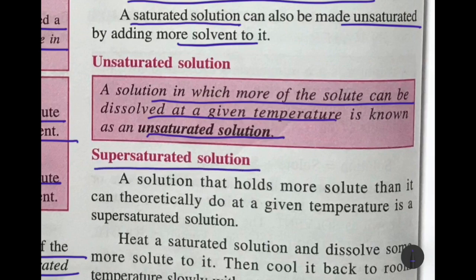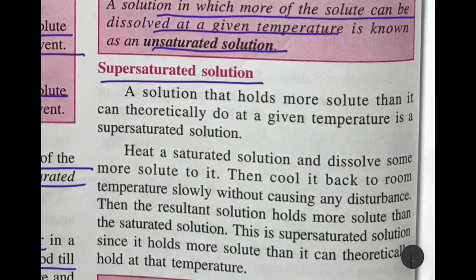Okay. Now supersaturated solution. When we talk about a supersaturated solution, we are talking about a solution that holds more solute than it can theoretically do at a given temperature. If you take a glass of water, put sugar, 1 spoon, 2 spoon, 3 spoon, stir it, it dissolves. You take the 4th spoon, it does not dissolve, but suddenly something happens and that 4th spoon also dissolves, even though it was not supposed to dissolve, then that solution is known as a supersaturated solution.